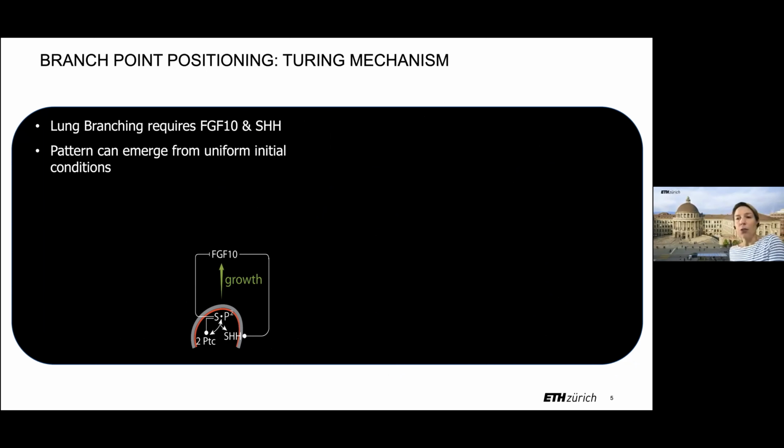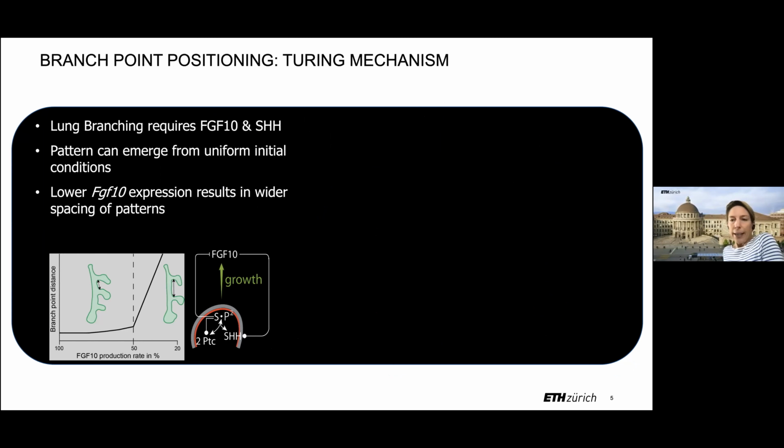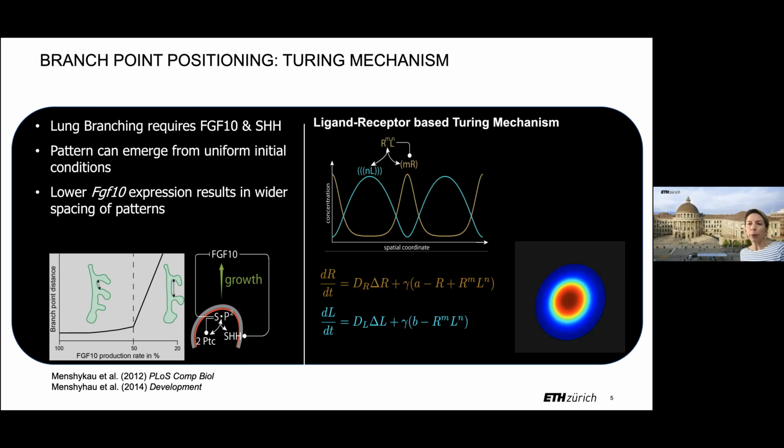The other thing that biologists found out is that these patterns can emerge even if you have uniform initial conditions. That means if you have uniform expression of these growth factors, you're still getting branching morphogenesis. And if you lower FGF10 expression, then the distance between branch points increases. And all these features are reminiscent of a Turing mechanism.